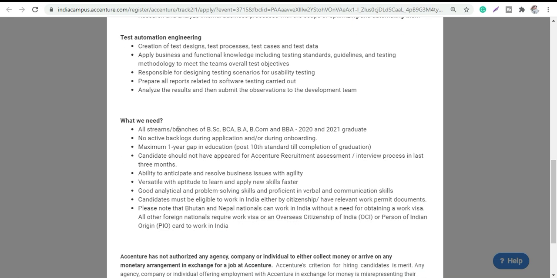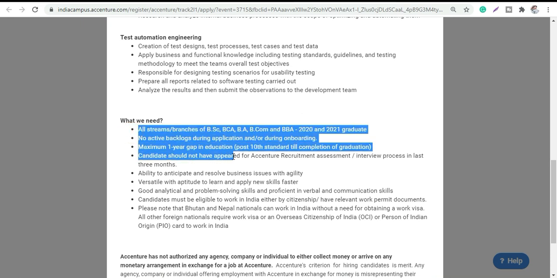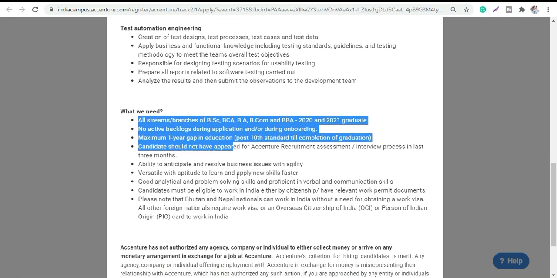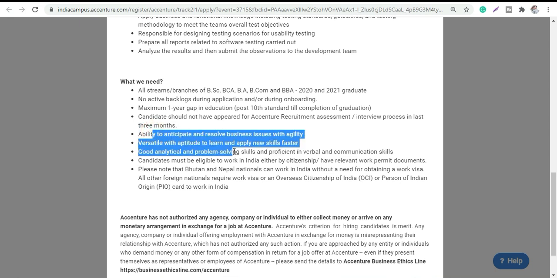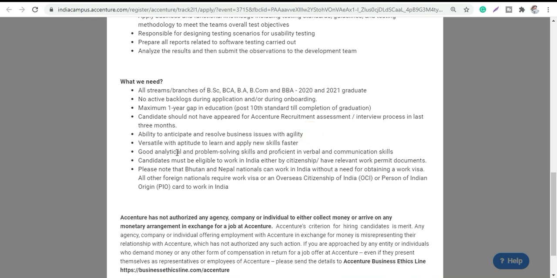But yes, eligibility is BSc, BCA, BBA, and BCom is also eligible, and yes, passouts are 2020 and 2021. Rest of the things are almost the same. 1 year gap is allowed, no active backlog, and if you have applied in the last 3 months, not eligible. Then ability to anticipate and resolve queries and issues basically, and analytical and problem-solving skills, and good verbal and communication skills. So these are very common things.